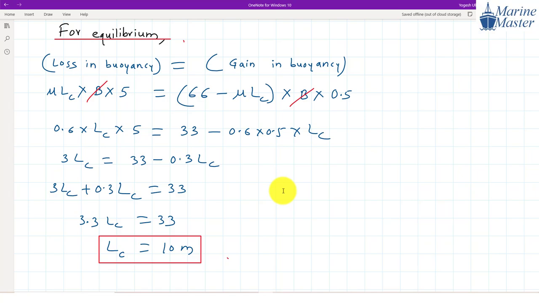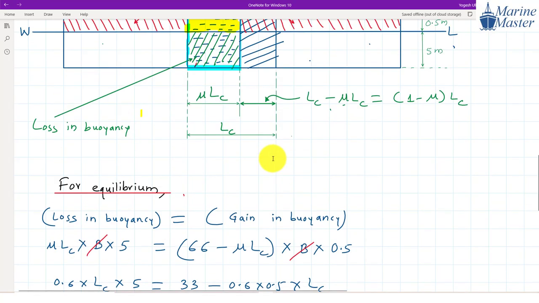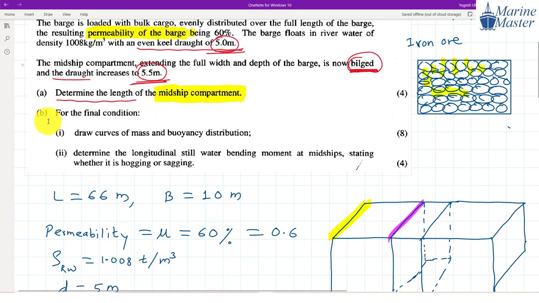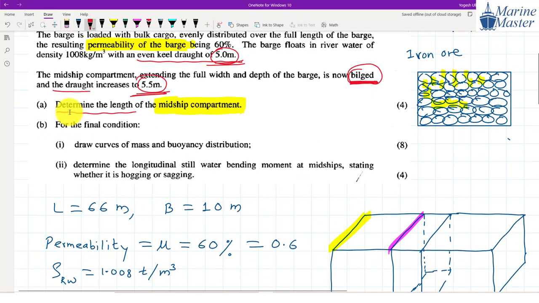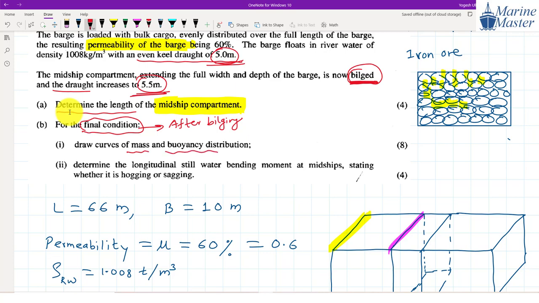Now try to see the scenario here, what we have to do and how we are going to approach it. In part B, for the final condition. Final condition means after the bilging. Draw the curves of mass and buoyancy distribution. That is our target in B's first part.